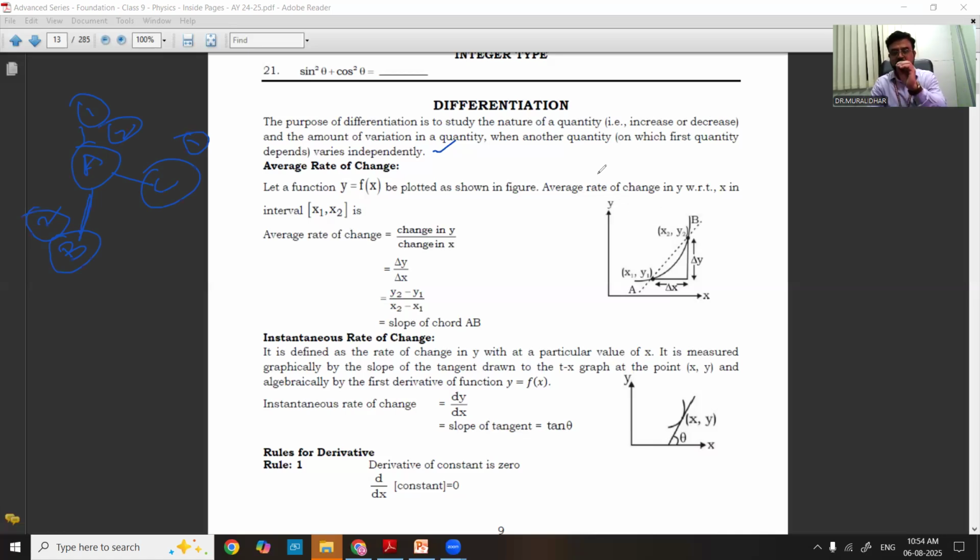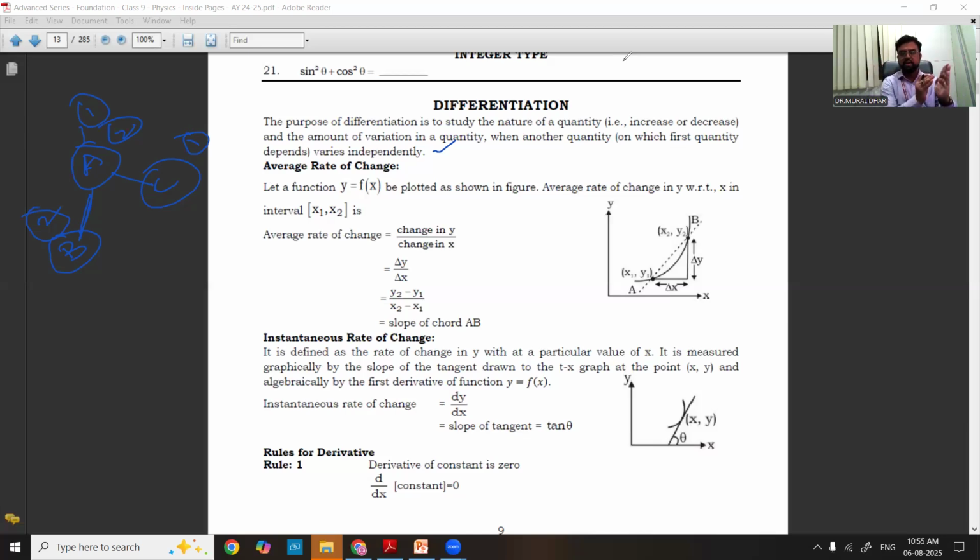A simple example: you are the top ranker in the class, the first ranker. But when you have 2 sections, A and B, you are the A section student, the topper of A section. In B section there is one topper. But when you compare the toppers, the B section topper may have got more marks than you. That means, here, the other quantity on which the first quantity depends varies independently. This is simply comparing.